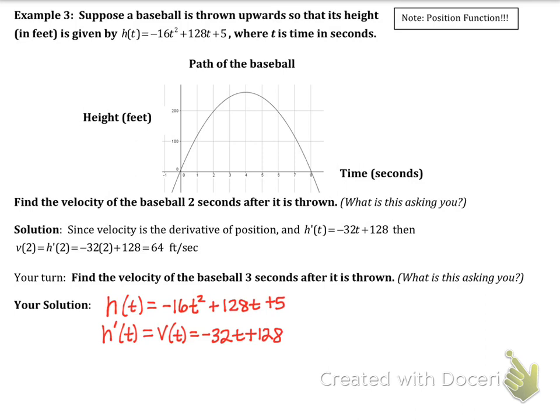So since that's what we're asking for, the velocity, I'm now going to take 2 and substitute it in for t here. So v of 2 is equal to negative 32. Oh, I'm sorry, 3. Not 2, we just did 2. Okay, so negative 32 times 3 plus 128. And this gives me 32 feet per second. Always make sure you label your answers.